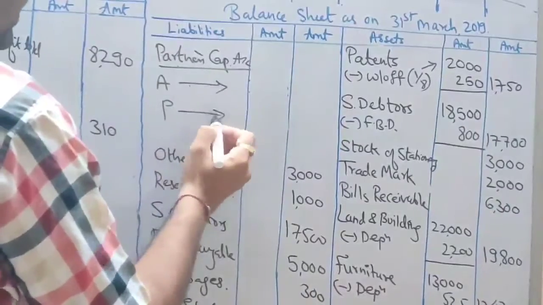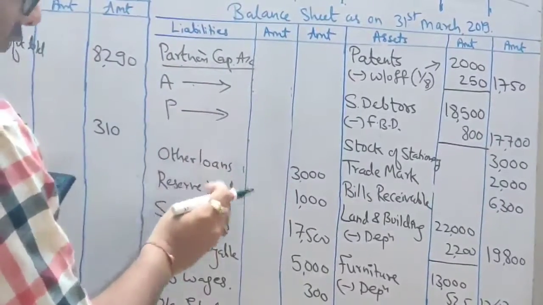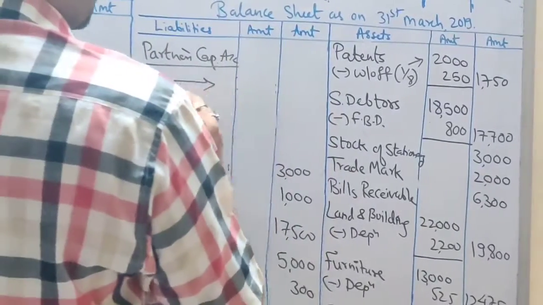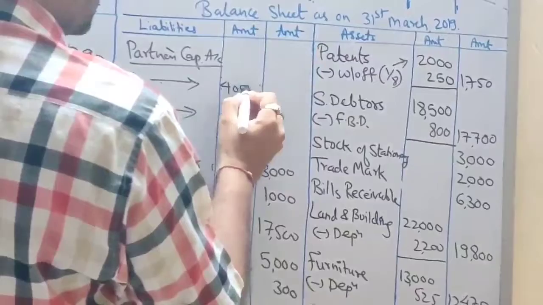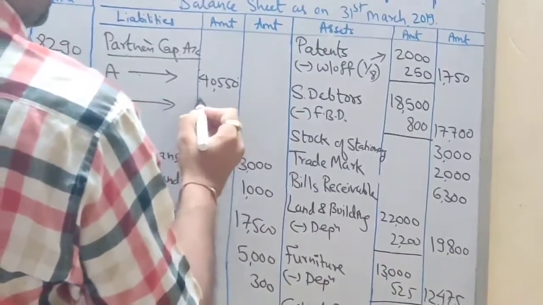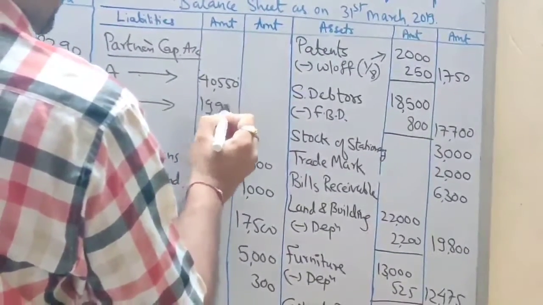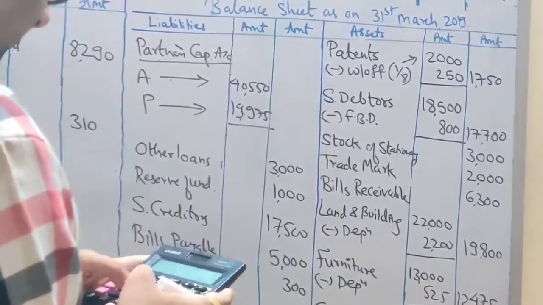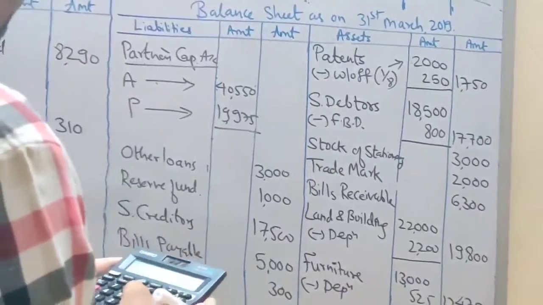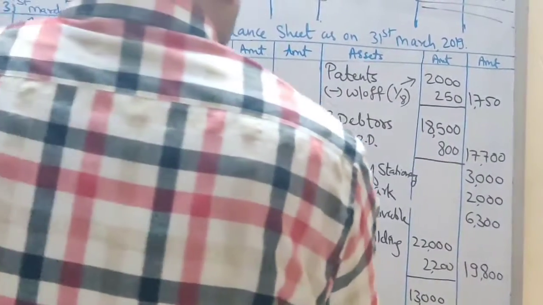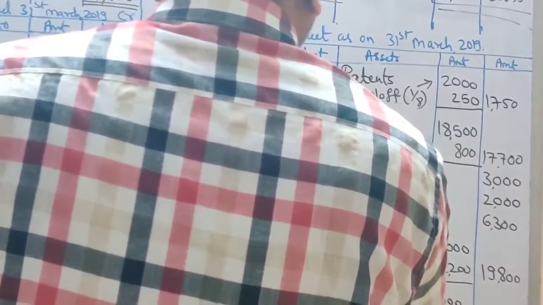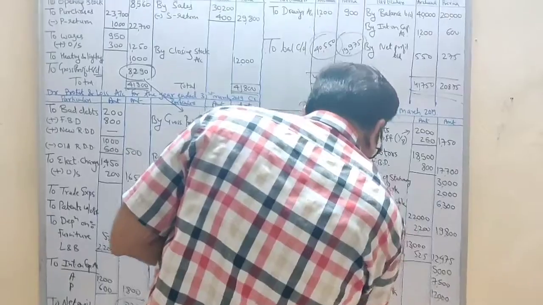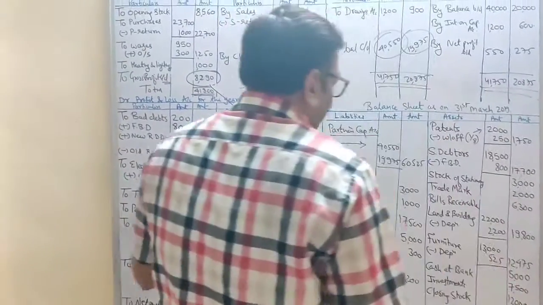Now write it here under partners' capital account. That's the reason we have left space here and we wrote other liabilities. We always write partners' capital at the top. So for Archana it is 40,550 and for Prerna 19,975. Let's see the total. 40,550. So the total is 60,525.